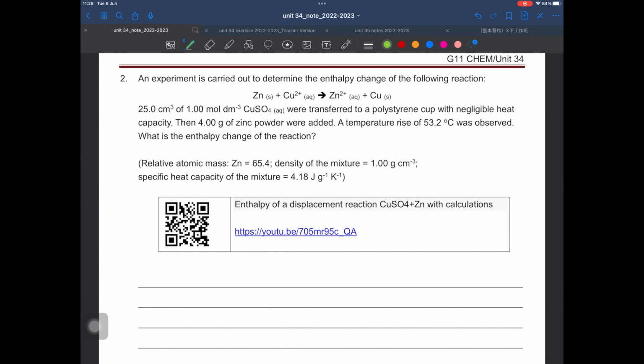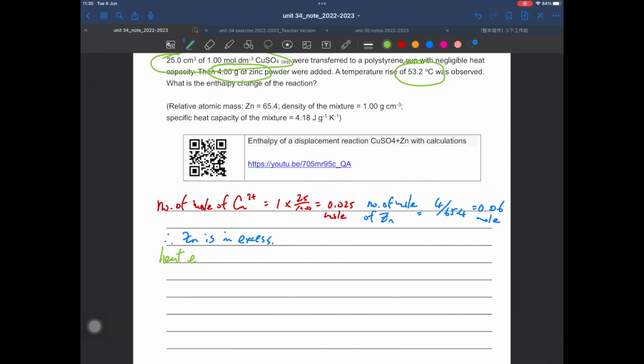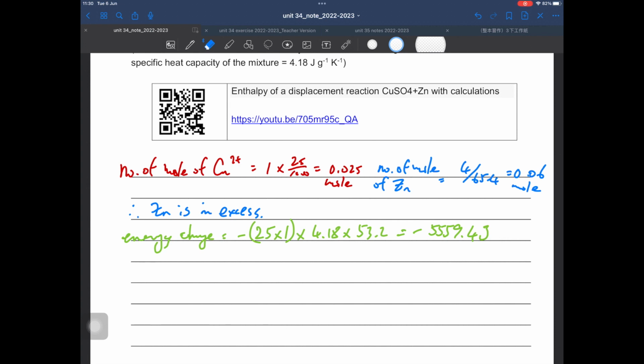Next, in this displacement reaction, the amount of copper 2 sulfate is given, the amount of zinc is given, and the temperature rise is given. So same as usual, we calculate the amount of copper 2 sulfate and zinc first and see which one is in excess. Then with mc delta T, we can find the amount of heat energy. Finally, put the amount of energy given out over the amount of reaction and we get the value. And here shows the answer.